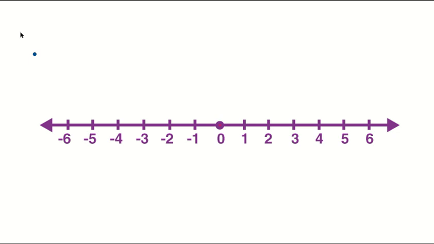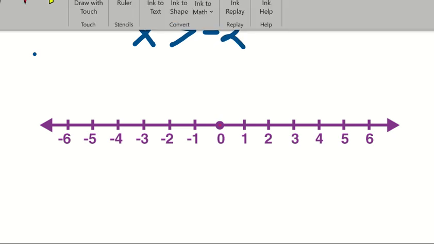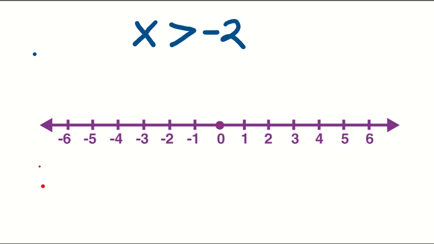So let's say we have a number, any number, that is greater than -2. How can we represent that on a number line? Well, first of all, we can circle -2. Now, the thing about that is we're not going to fill in the circle. We're just going to circle it like this because it does not include -2. It's actually any number replaced for x that is going to be greater than -2.